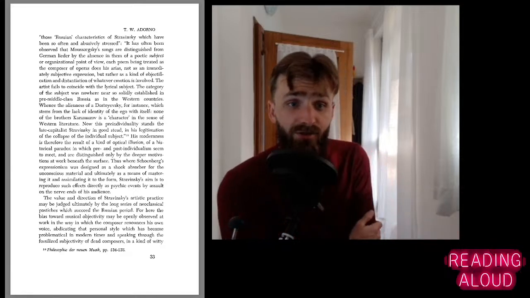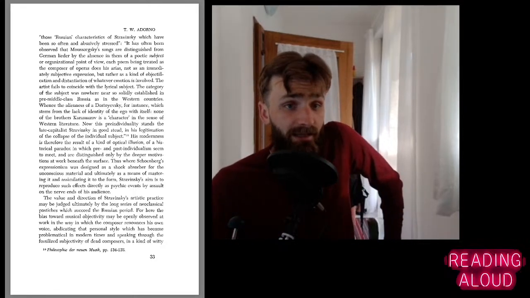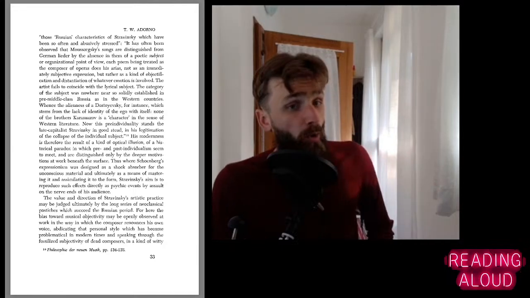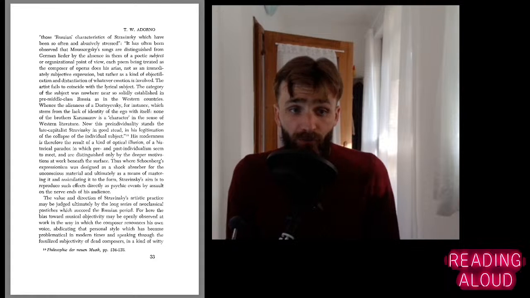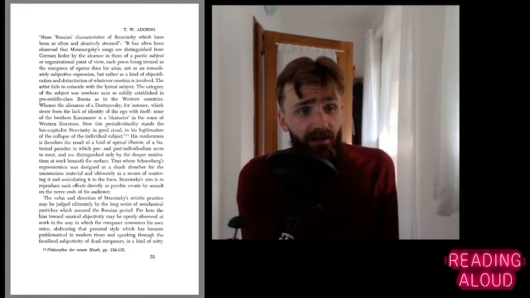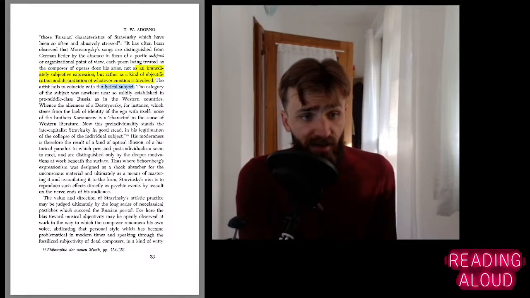Starting a new quote, "It has often been observed that Mussorgsky's songs are distinguished from German Lieder by the absence in them of a poetic subject or organizational point of view, each poem being treated as the composer of operas does his arias, not as an immediately subjective expression, but rather as a kind of objectification and instantiation of whatever emotion is involved. The artist thus fails to coincide with the lyrical subject.